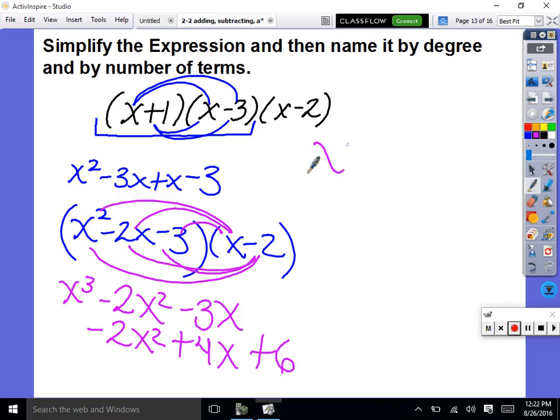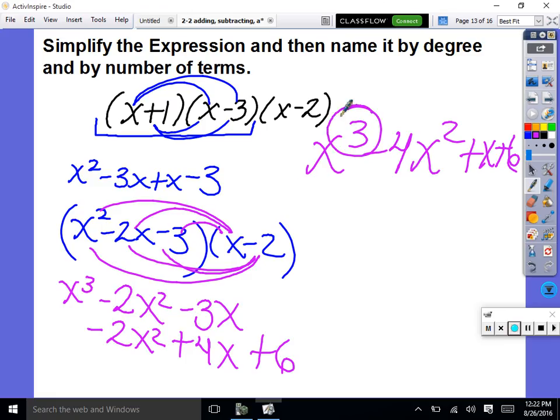So we've combined like terms. We have an x cubed, no other x cubes, negative 2x squared minus 2 more x squared is negative 4x squared, plus 1x plus 6. So we would name it a cubic polynomial of 4 terms. Do we have questions? Everybody good? Just gotta be careful. Okay.